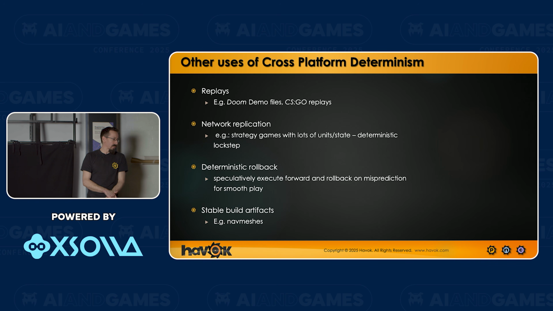That's called deterministic lockstep. You also have deterministic rollback, where you speculatively execute into the future, but then you need to be able to roll back and do something new. And we want to have stable build artifacts where the nav meshes should be the same. All of our nav links should be the same from build over build if the inputs are the same. That's where a little bit of the sorting comes in as well.